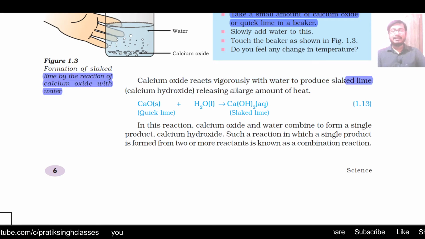Slaked lime means calcium hydroxide. That means calcium oxide in solid phase reacts with water in liquid phase and converts into slaked lime, that is calcium hydroxide, in aqueous phase. Aqueous phase, as I already shared in the previous video, is something in which water is present.